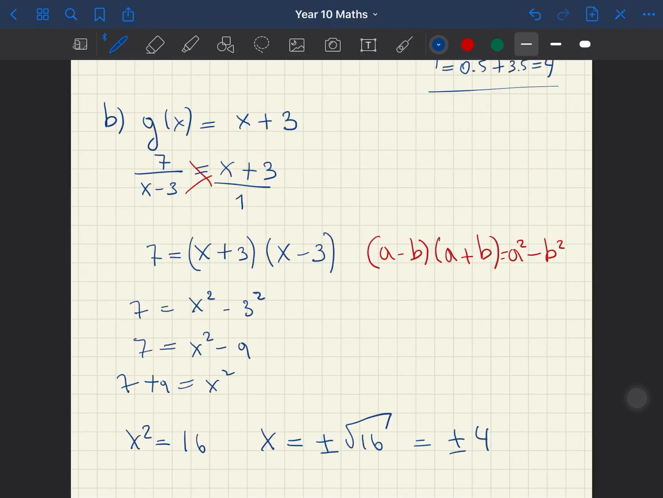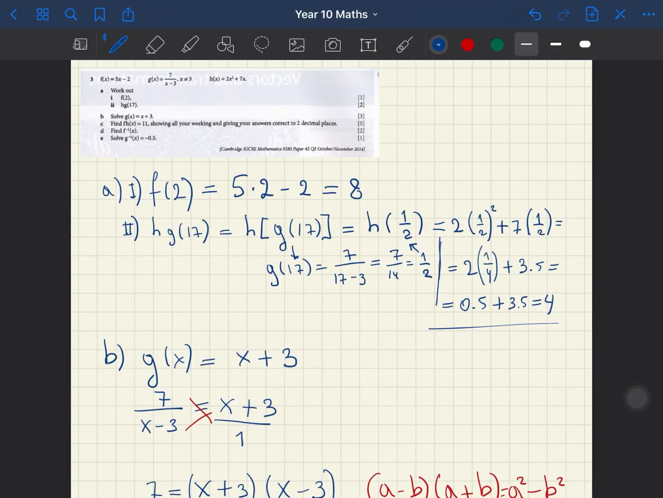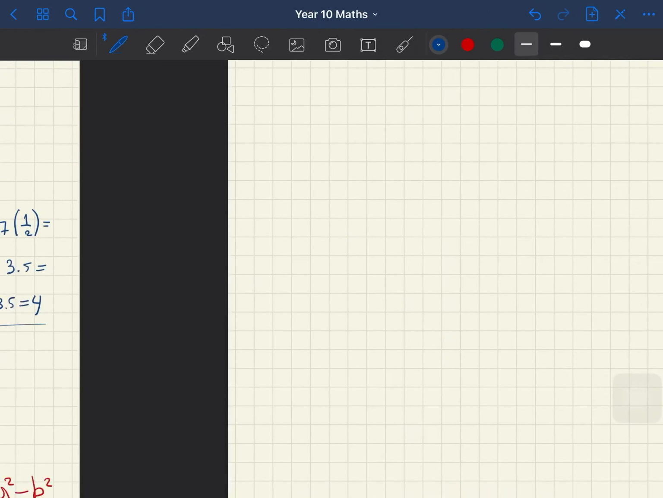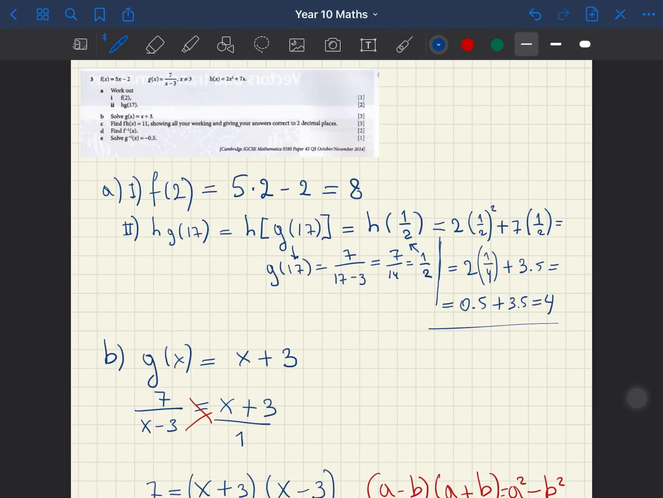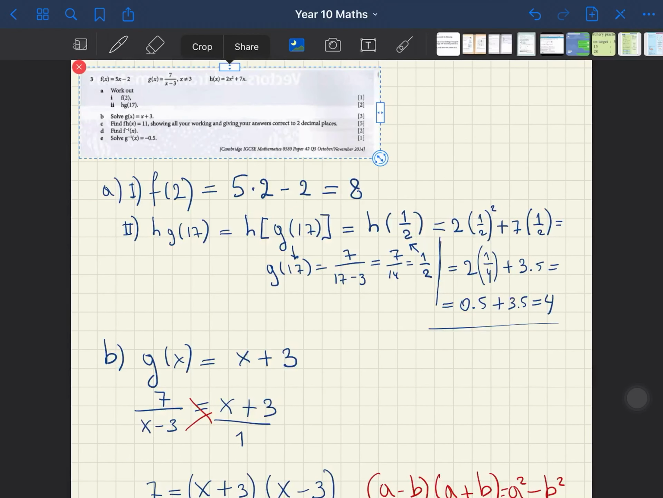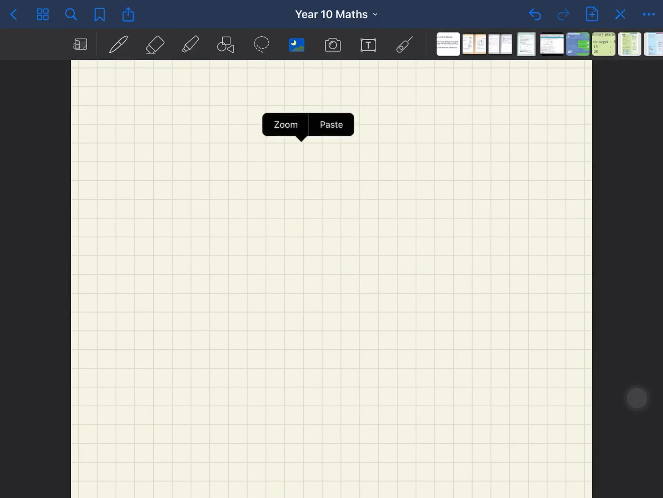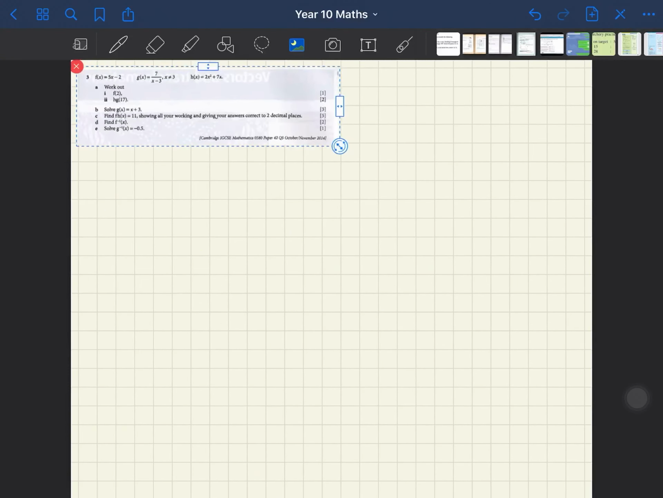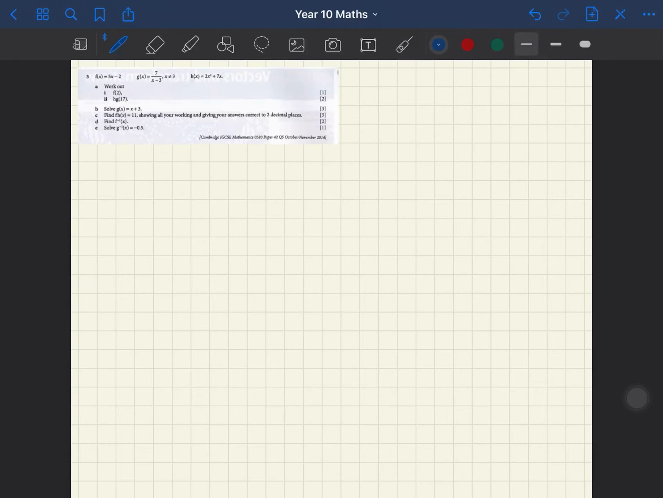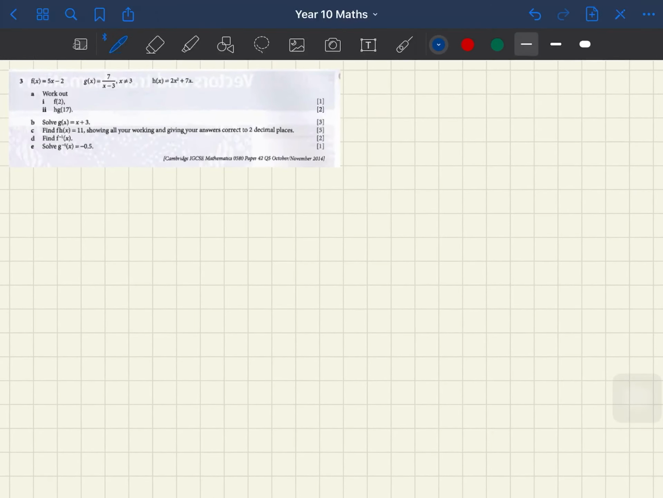Okay, that's b. Actually, it doesn't even fit in one page. We have to add another page to do this question. Let me copy it again. Okay, so now we have to solve, it's actually a really long question, you see. Find f(h) from x equals 11, giving your answer correct to 2 decimal places. So we have to find x in this case.